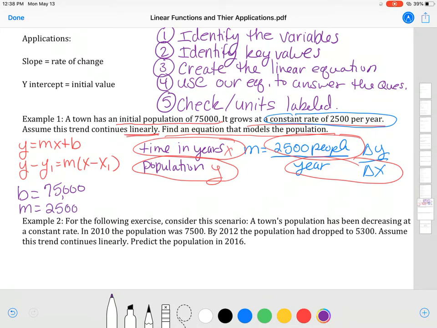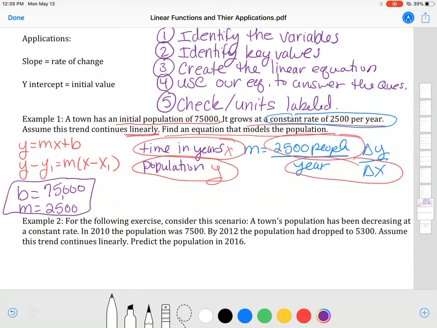Now, it also says in the problem that it's growing at 2,500 per year. So I want to make sure that that slope is positive. If the problem said it was decreasing at a rate of 2,500, I would want to make sure that I put a negative in front of that 2,500. So we have our m and our b.